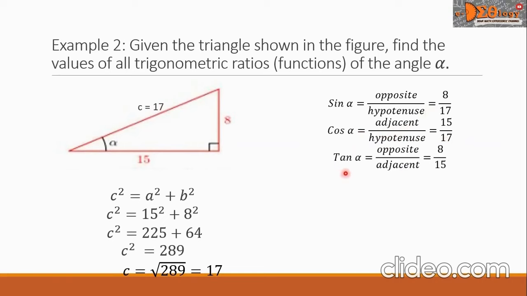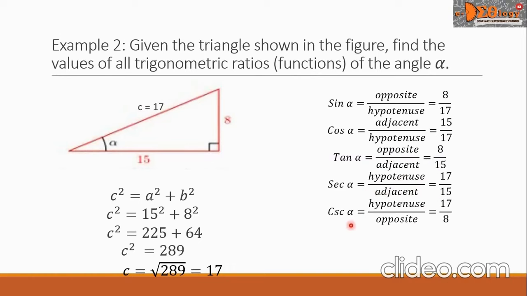The next is tangent alpha. The ratio is opposite over adjacent. The opposite side is 8 over the adjacent, which is 15. So tangent alpha equals 8 over 15. The next is secant alpha, and the ratio is hypotenuse over adjacent. The hypotenuse is 17 and the adjacent is 15. So secant alpha equals 17 over 15.